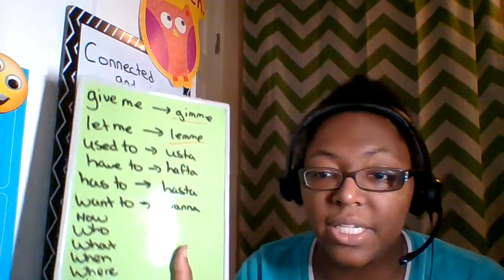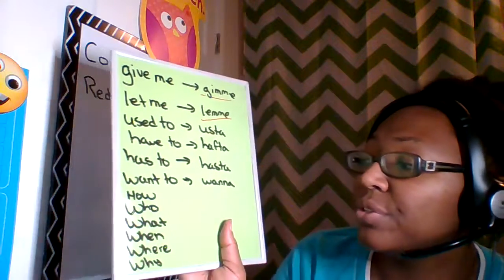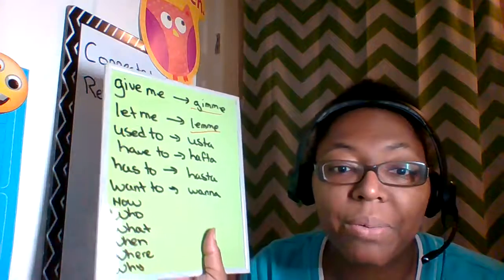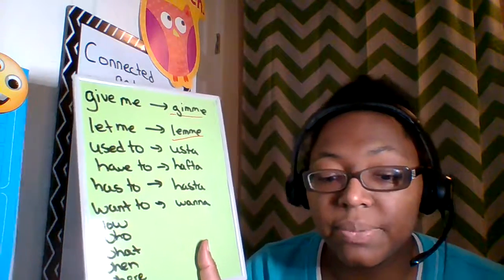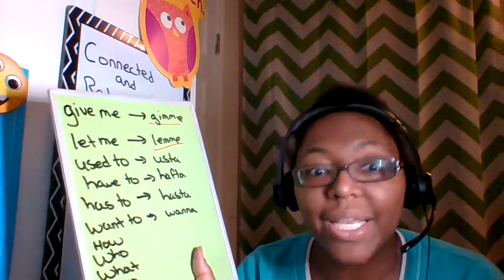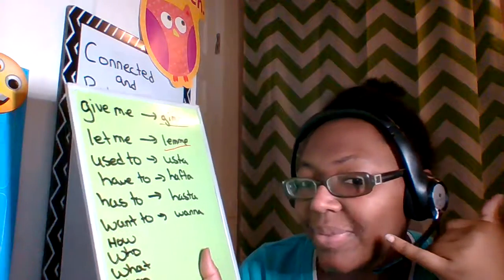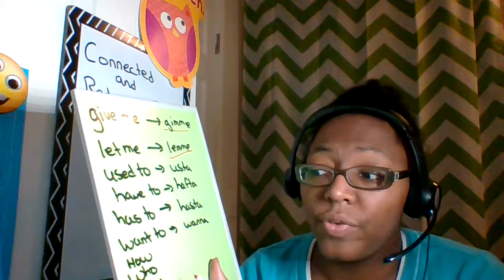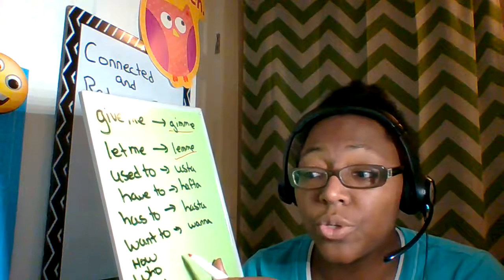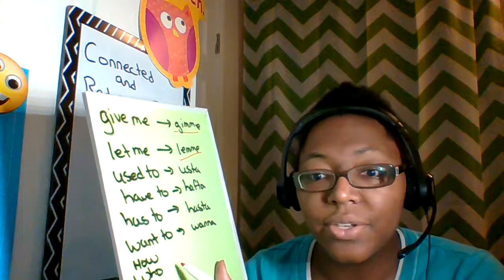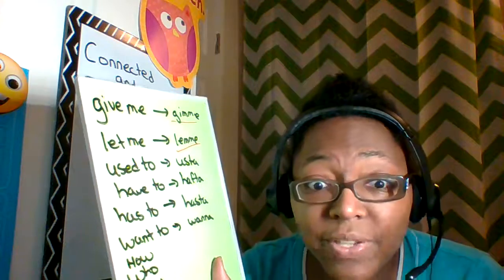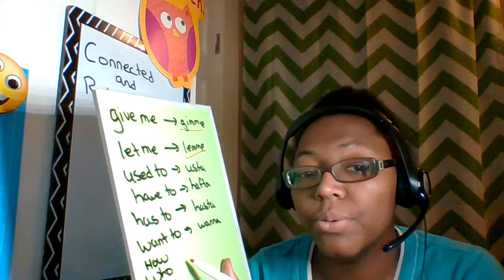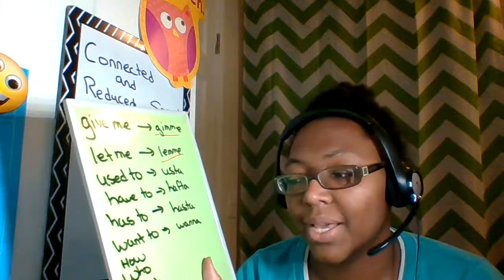Another part of speech that we use our reduced speech with is how. When we use the who, what, when, where, why, and how, we use reduced speech there. So pretend you're talking to your friend on the phone. Hey, what's going on? If you want to say, who did you go to the movies with last night? You can say, who'd you go to the movies with? So you cut that whole middle part.